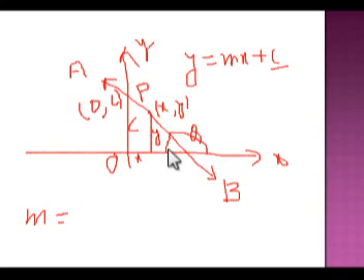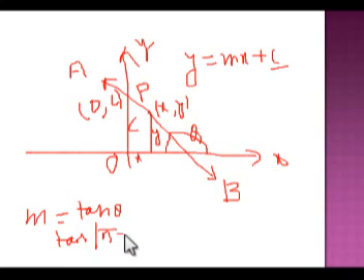This is pi minus theta. So we know tan theta. What will be tan of pi minus theta? Tan of pi minus theta, in the second quadrant, tan theta is negative, so this will be minus m. Now one thing is that this angle can be calculated.